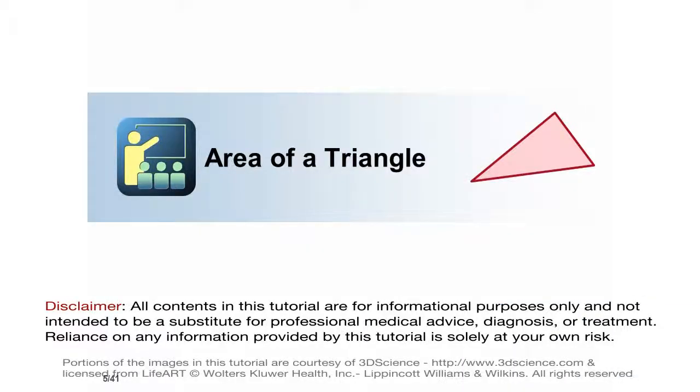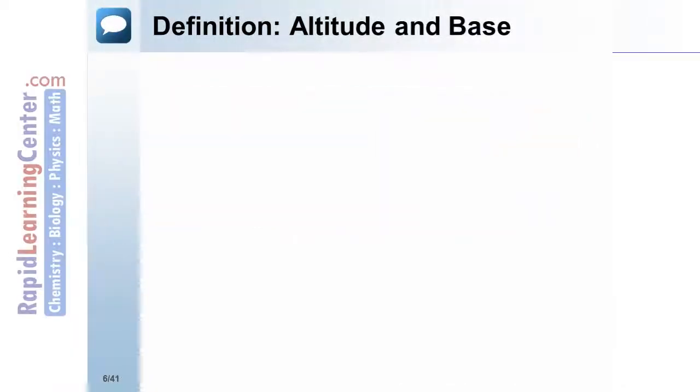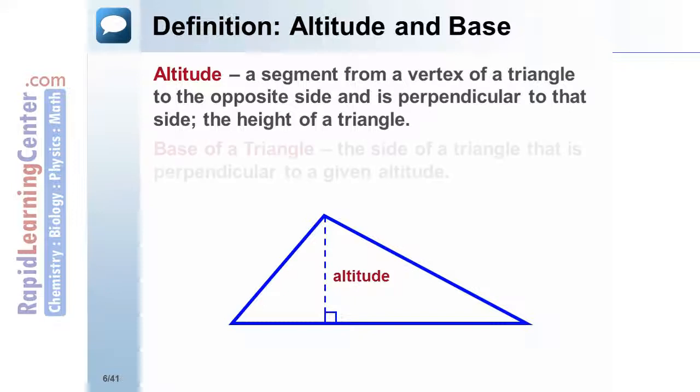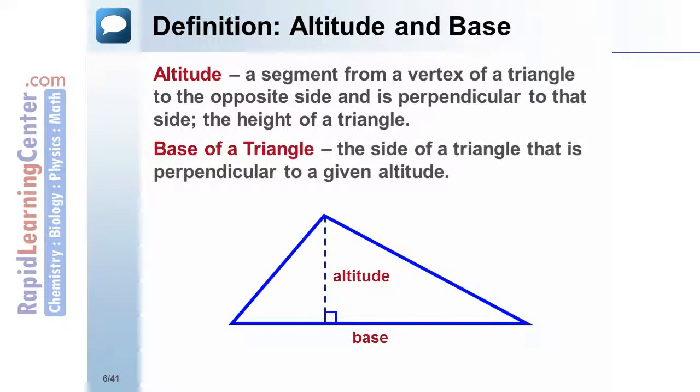The first section will discuss the area of a triangle. Definition: altitude and base. An altitude is a segment from a vertex of a triangle to the opposite side and is perpendicular to that side. The altitude is the height of a triangle. A base is the side of a triangle that is perpendicular to a given altitude.